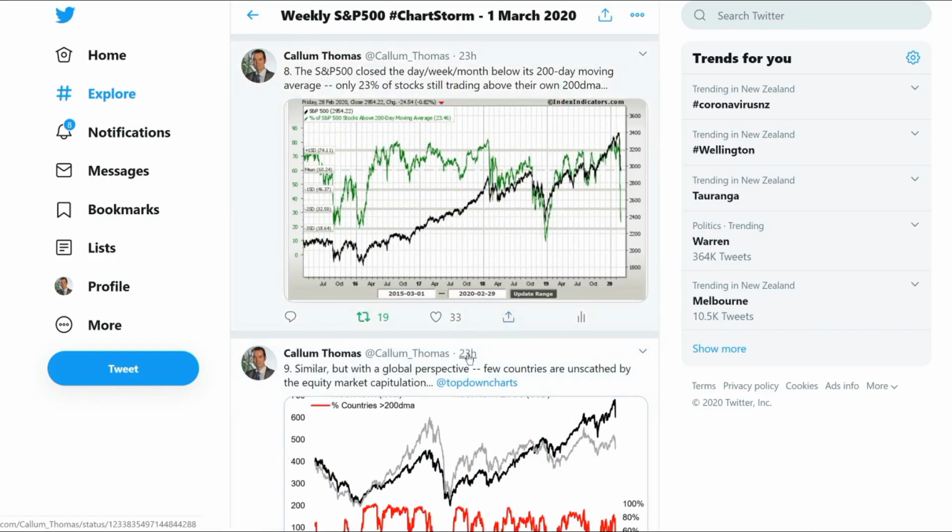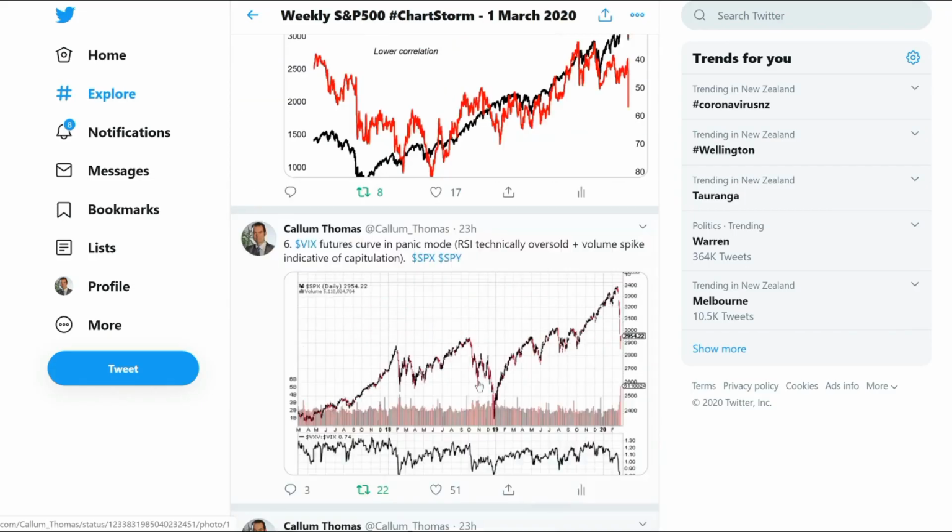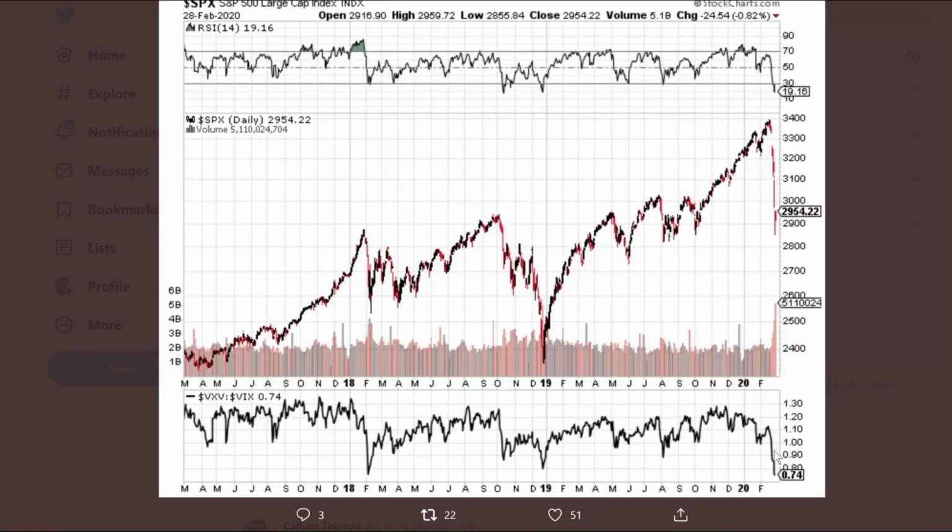Just some final thoughts there. A lot of these indicators, as we've talked through, are looking quite oversold. The odds of a bounce, I would say, are very high.